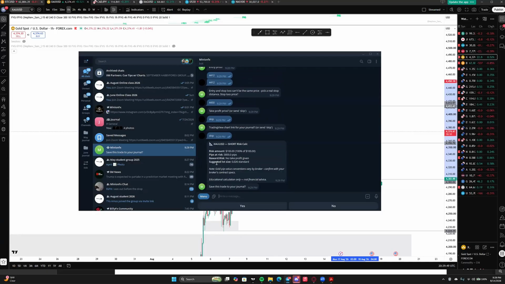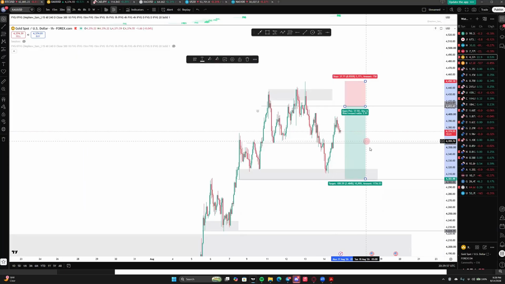So that's giving you the lot size to use, 0.02. So now let's confirm that. With 0.02, remember, 0.02 per pip is 20 cents. So let's convert. If we have 100 pips on 0.02, is it $20? Yeah, that should give us $20.